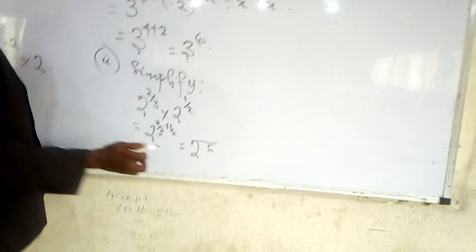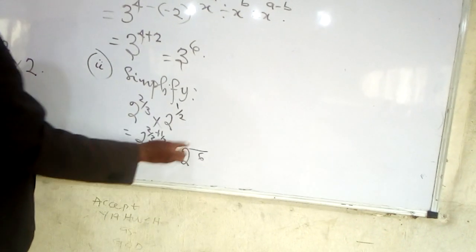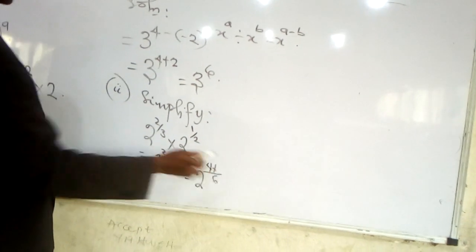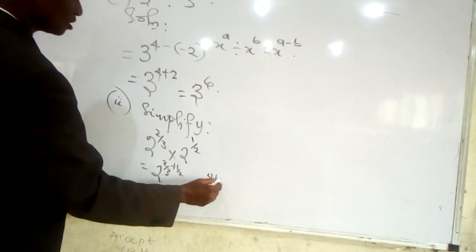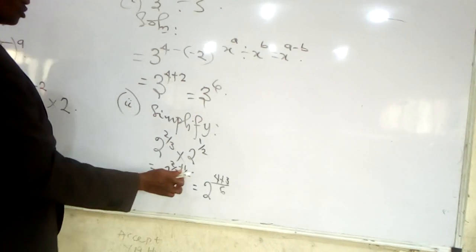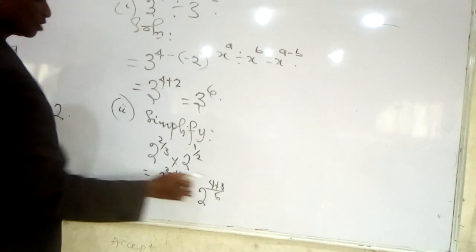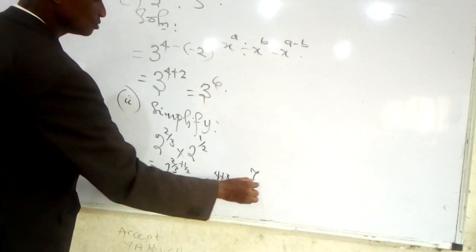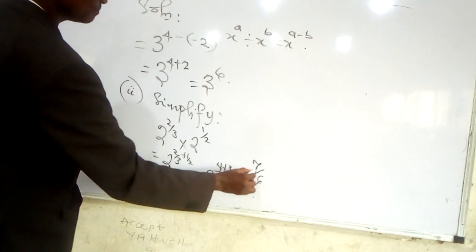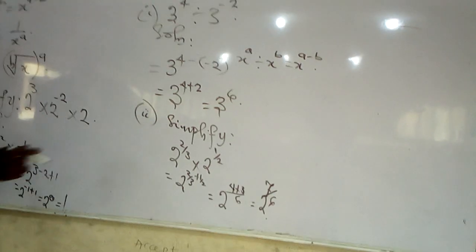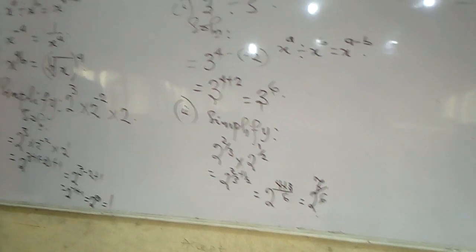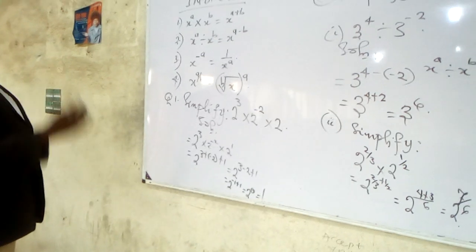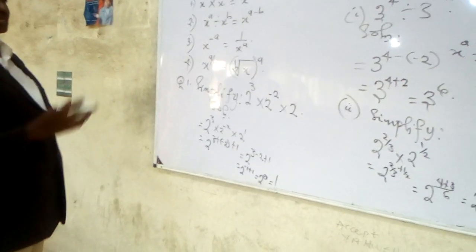3 into 6 gives us 2, multiplied by 2 gives us 4. Plus 2 into 6 gives us 3, multiplied by 1 gives us 3. So we now have the final value as 2 raised to the power 7 over 6. Very simple. So that is the answer for that. Take note, it is quite fundamental to simplify concepts in indicial expressions.